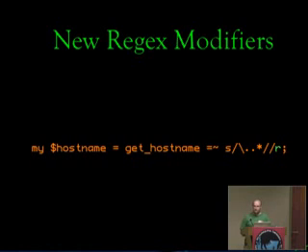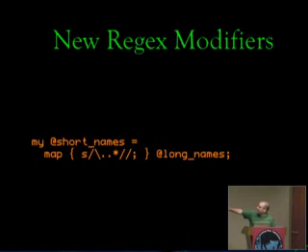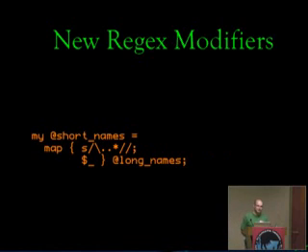In 5.14, you get the r modifier. And r says, don't modify the result in place, return the new value. This is awesome. For example, take this. We want short names, and we're going to get the short names by mapping the substitution over the long names. Well, the problem is the s operator returns whether it did anything. So now short names is going to be true and false values, which is not useful. So that's okay, you do this.